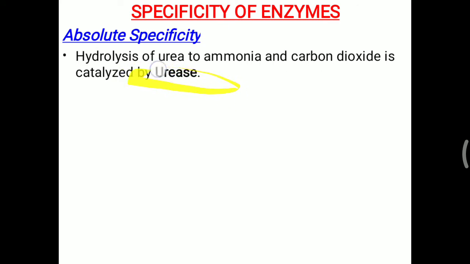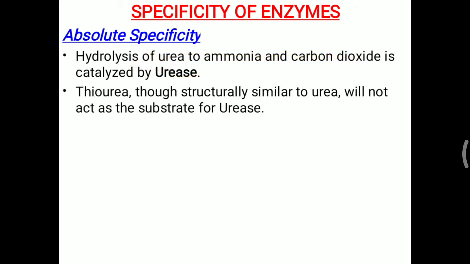this urease enzyme is absolutely specific for urea only. If urea is present, then only this reaction will occur, otherwise this reaction will not occur. So thiourea, though structurally similar to the urea molecule, will not act as a substrate for the urease enzyme, and that shows the absolute specificity of this enzyme urease.